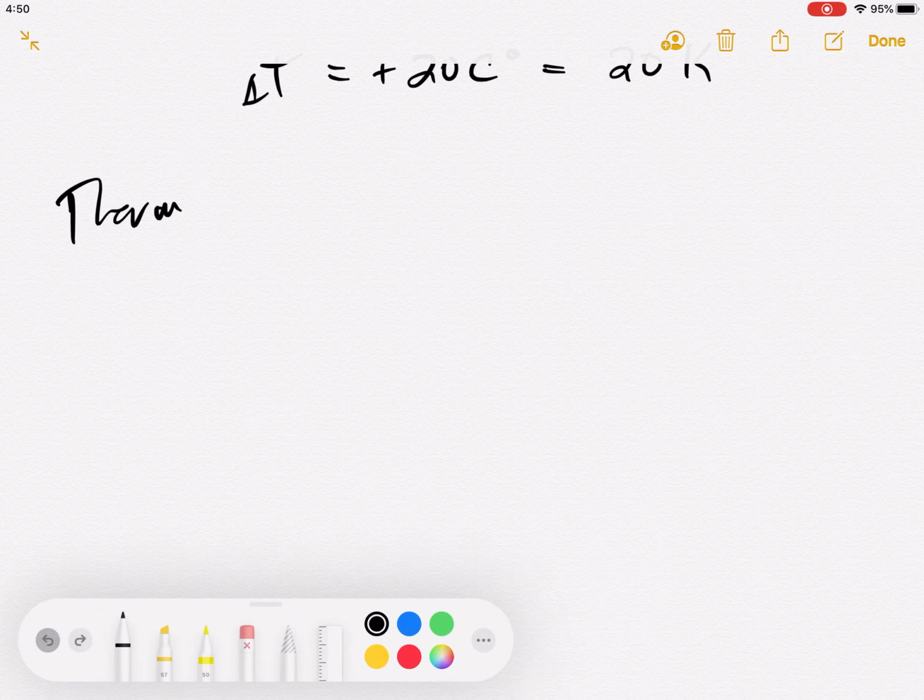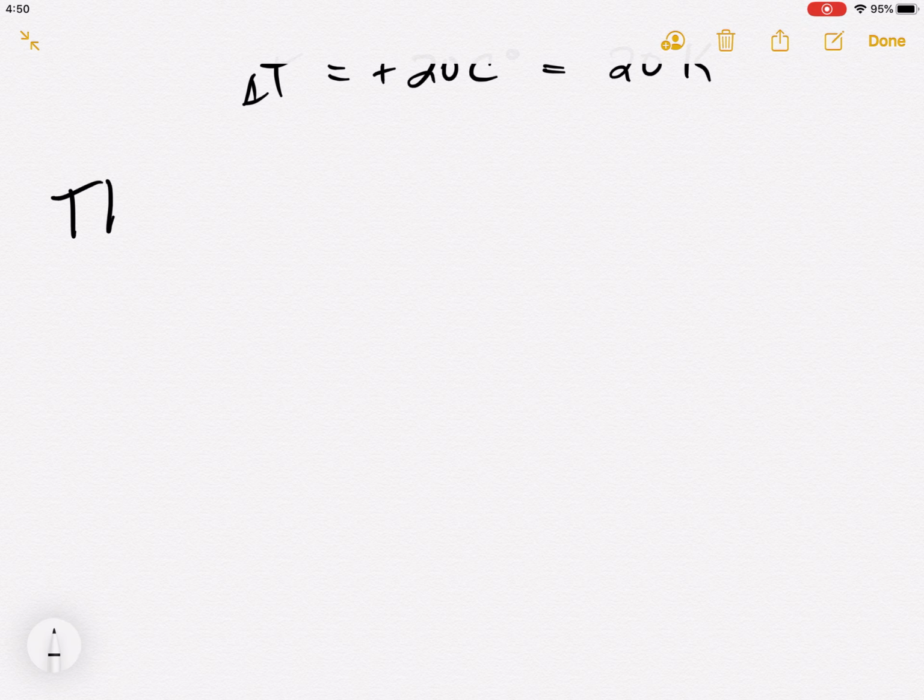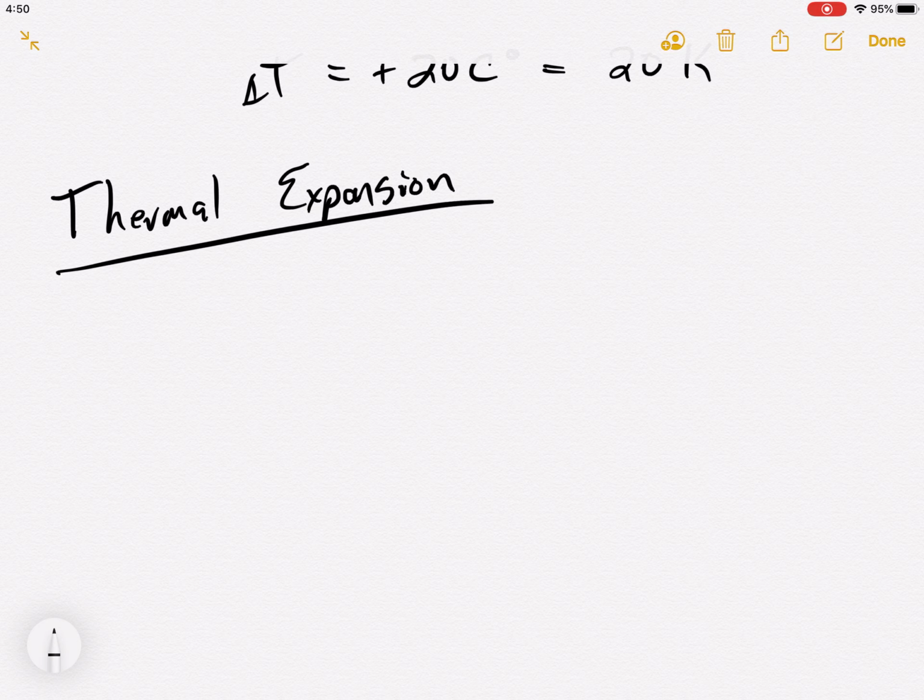Thermal expansion, which is to say, when things get warm, they tend to expand. When things get cold, they tend to shrink. There are some exceptions to this. I'll talk about that maybe in lecture.